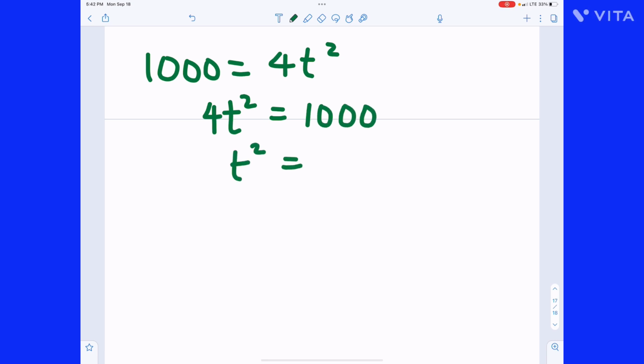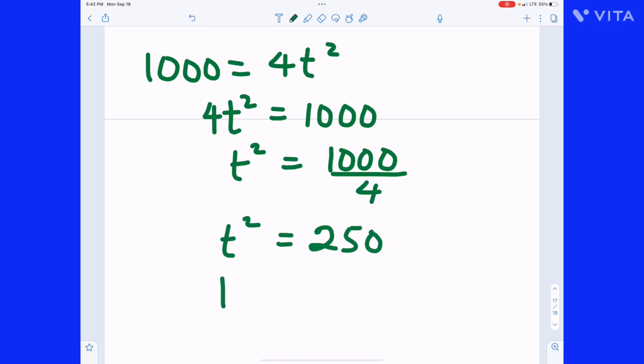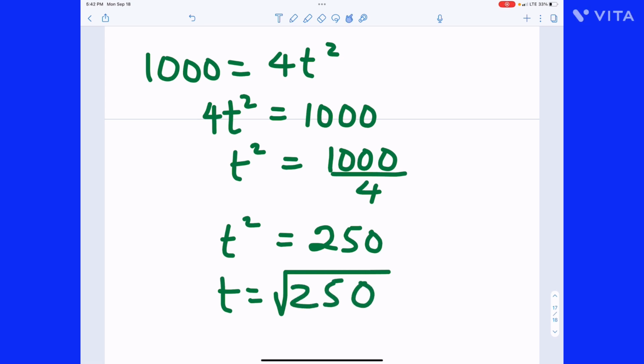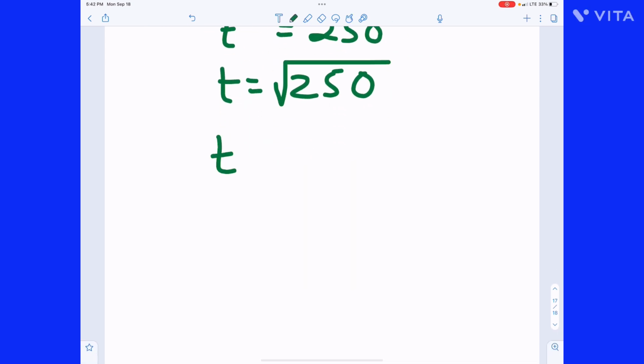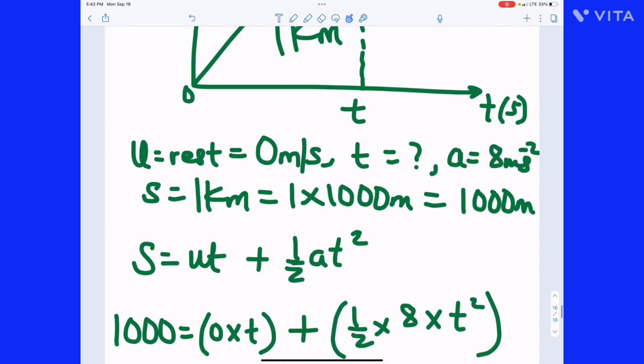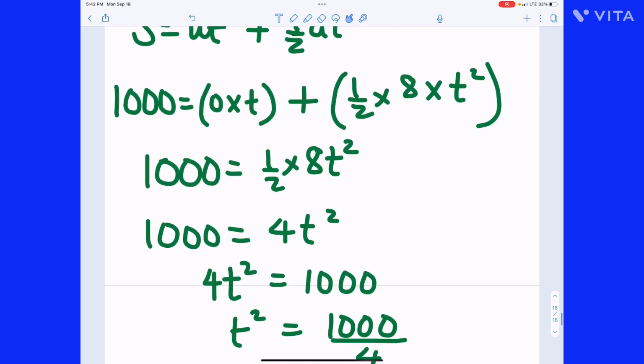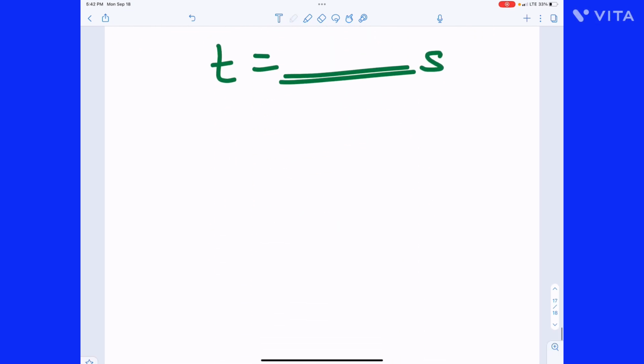t squared is 1000 over 4. So t squared is 250. t is the square root of 250 seconds. That's how long it will take the body to cover a distance of 1 kilometer, starting from rest and accelerating at 8 meters per second squared.